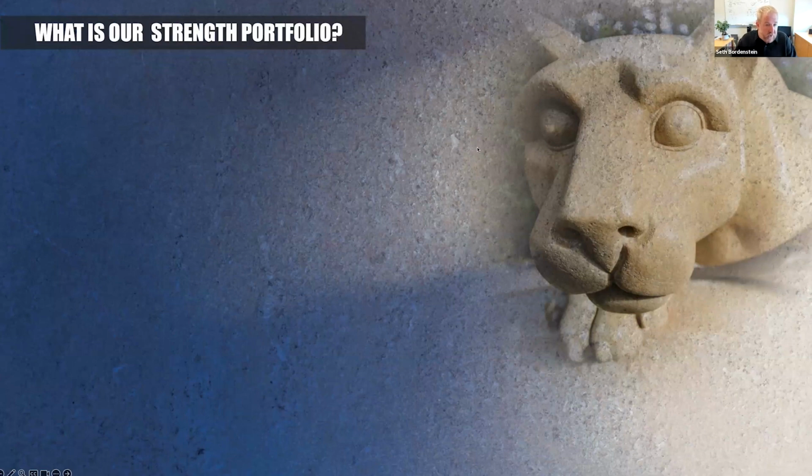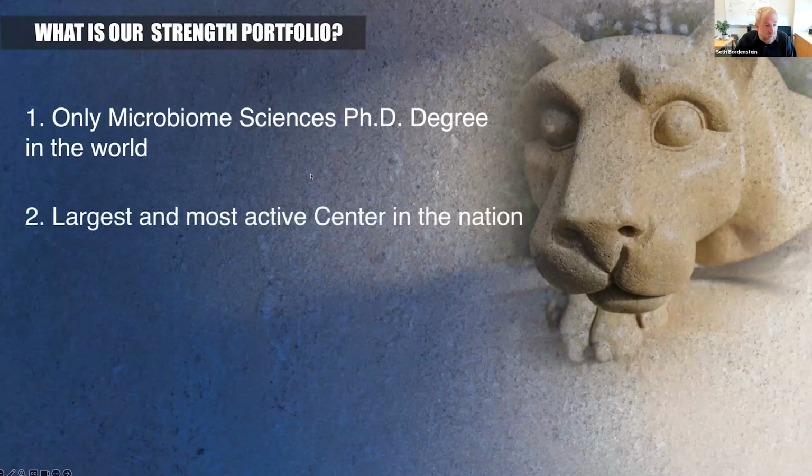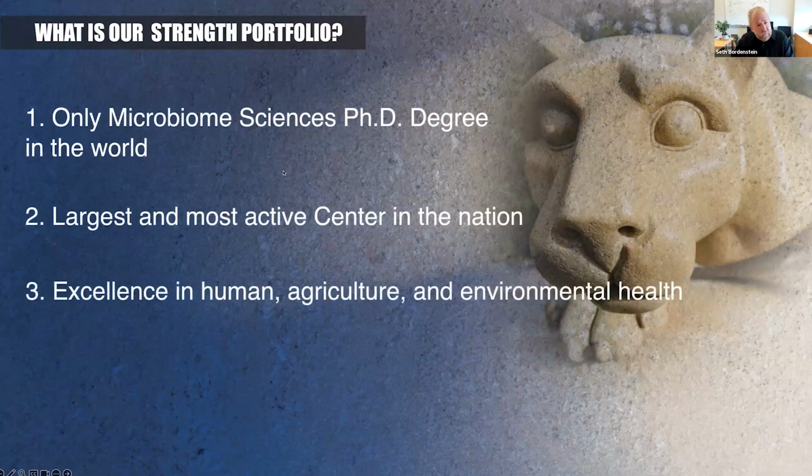So to wrap up a little bit, I want to highlight what our strengths are, if they haven't been illuminated already. At the One Health Microbiome Center, we offer the first and only microbiome sciences PhD degree in the world. We believe that this is a field that will transform the future. We're seeing that already from our science, and we got to accredit it and affirm it with the degrees we offer from Penn State. So we are doing that right now. We are also one of the largest and most active microbiome centers in the nation, if not the world. As we've highlighted, we have excellence in these 3 domains.